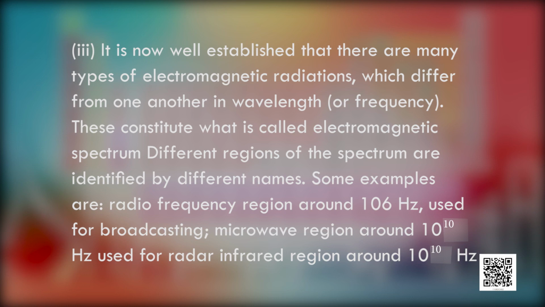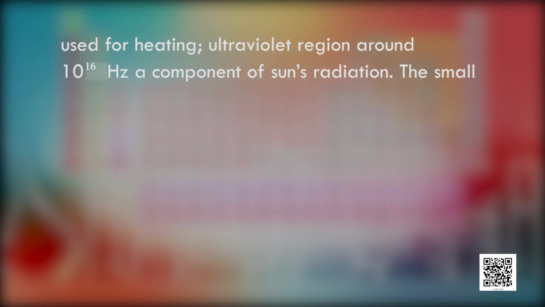The frequency is around 10 raised to the power 6 Hz, which is used for broadcasting. The microwaves, which are used in the microwave oven that we have at home or in radars, have a region around 10 raised to the power 10 Hz. The infrared region is around 10 raised to the power 13 Hertz, which is used for heating. The ultraviolet region is around 10 raised to the power 16 Hertz, a component of the sun's radiation.